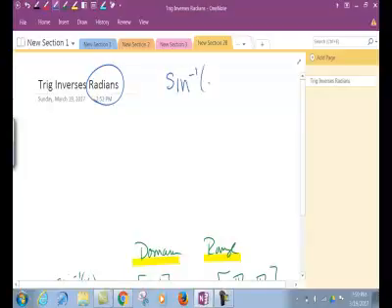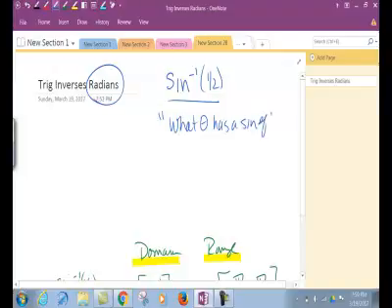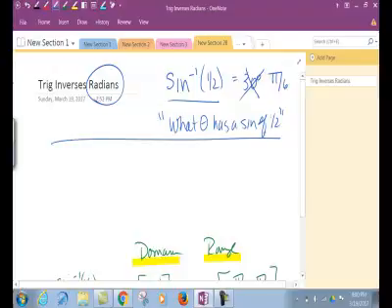In Section 4.7, I would ask you to find the inverse sine of 1/2, which meant in words what theta has a sine of 1/2, and in 4.7 you would answer 30 degrees. Now we answer pi over 6. You're thinking it can't possibly be that easy, and it really is.